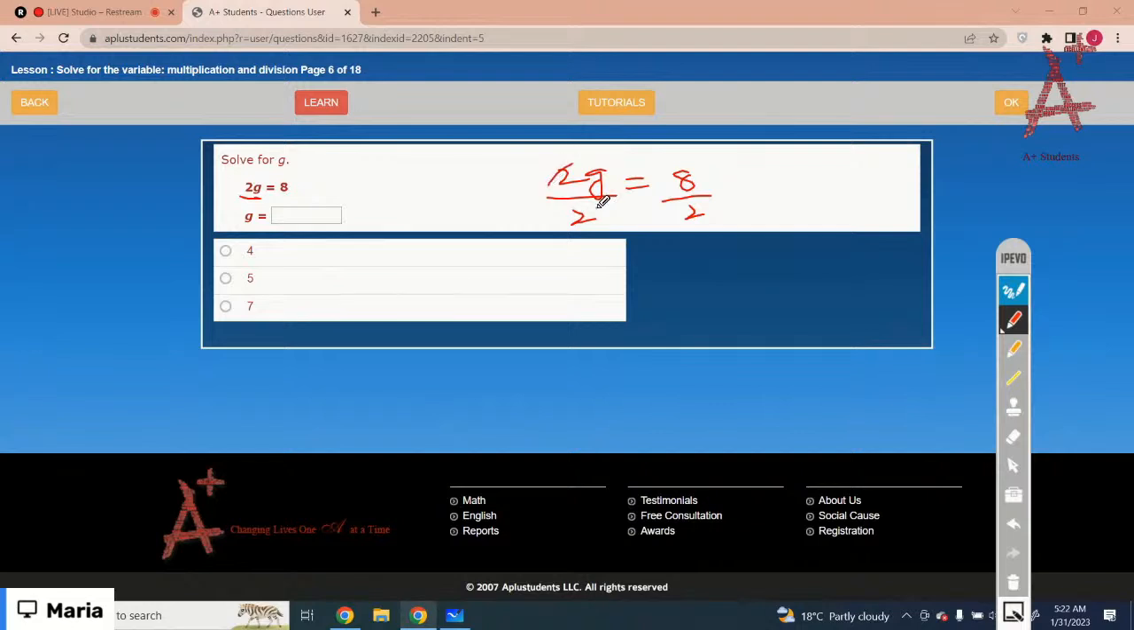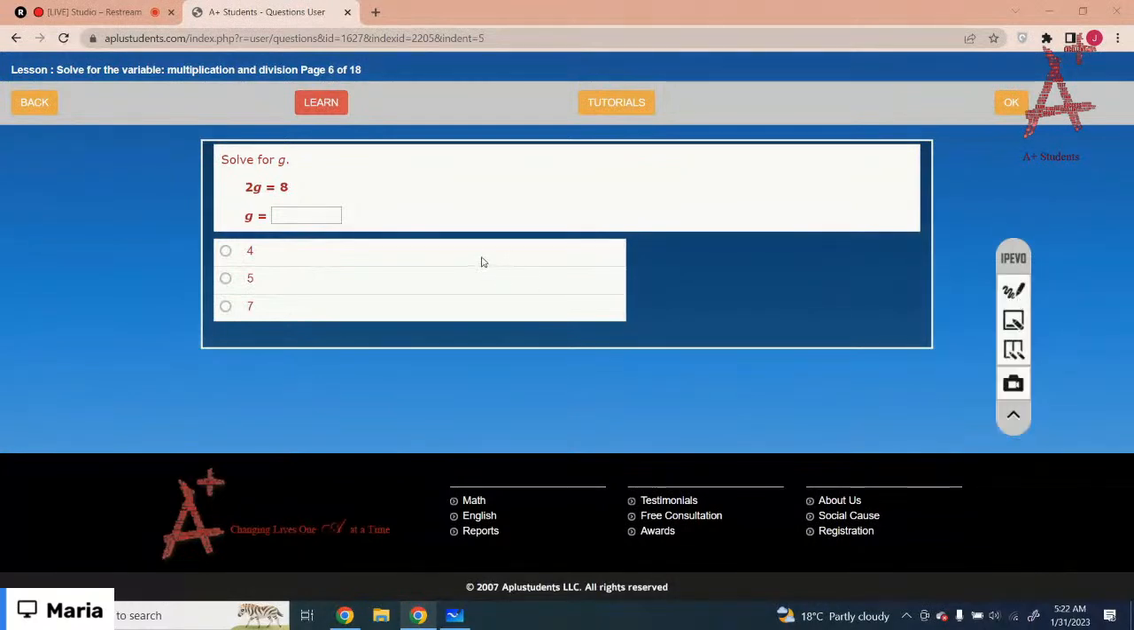Got it? So 2 times 1 is 2 and 2 times what number is 8? 2 times 4 is 8. So the correct option is G equals 4. Got it? So multiplication and division are opposite to each other. Got it? So the correct option is 4. Just select the correct option and click on the OK button.